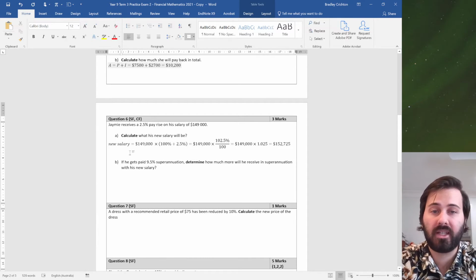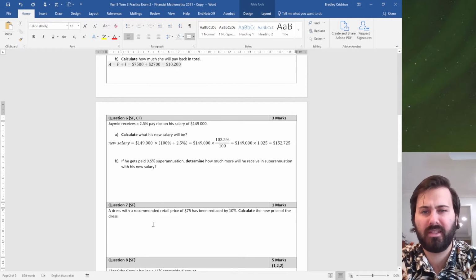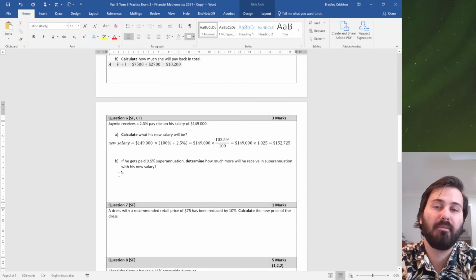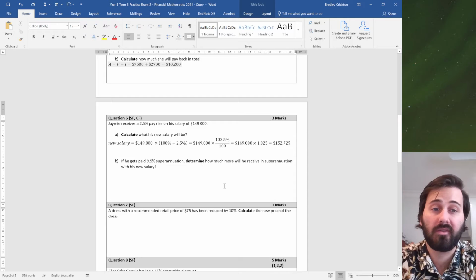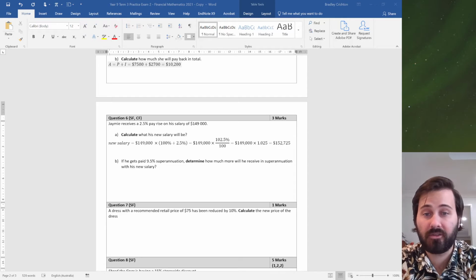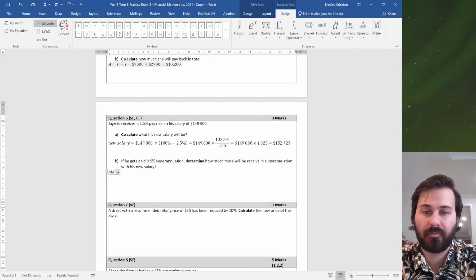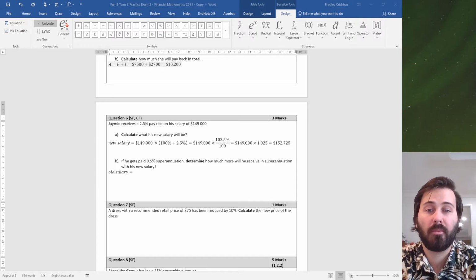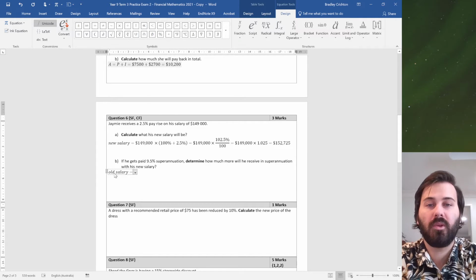So B, if he gets paid 9.5% superannuation, determine how much more he will receive in superannuation with his new salary. So that's comparing his old salary of $149,000 with his new salary of $152,725. So his old salary, what will be the superannuation at 9.5%? Let's have a look. Now, this would just be, we'd look at it as the entire amount.